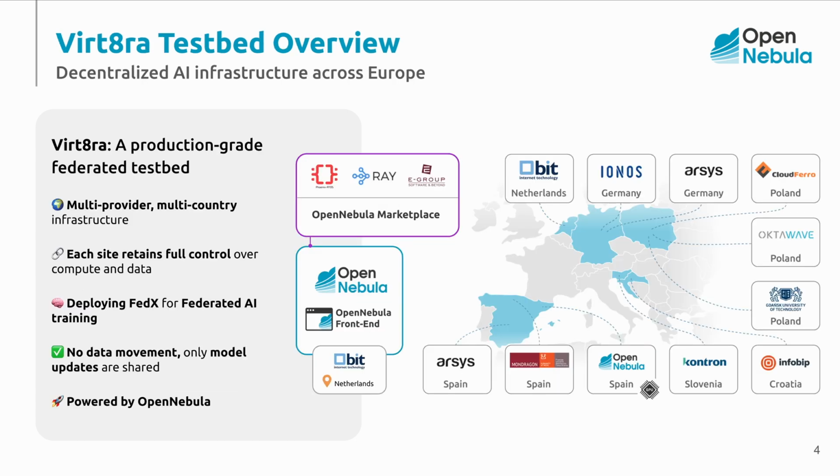To demonstrate decentralized AI in action, we'll be using the Vertora testbed, a production-grade federated infrastructure built entirely on OpenNebula. It spans multiple countries and providers across Europe, from cloud operators to research institutions, all contributing compute and storage while retaining full local control. This is exactly the type of real-world environment where decentralized AI thrives: multi-provider, multi-jurisdiction, privacy-sensitive.